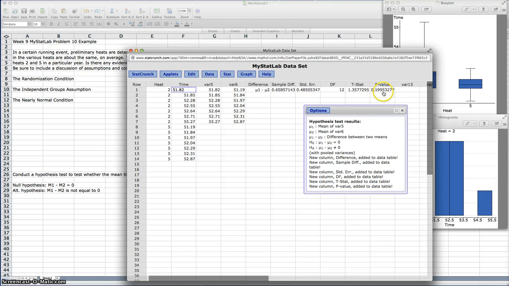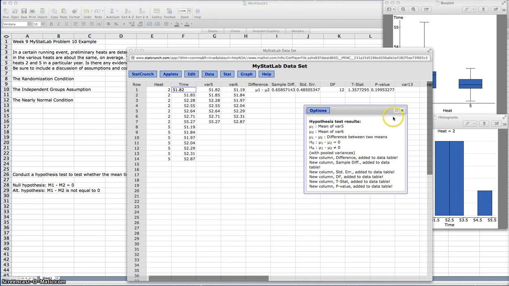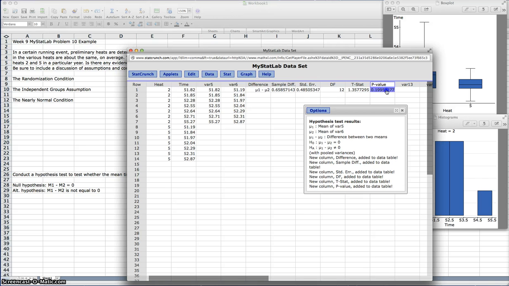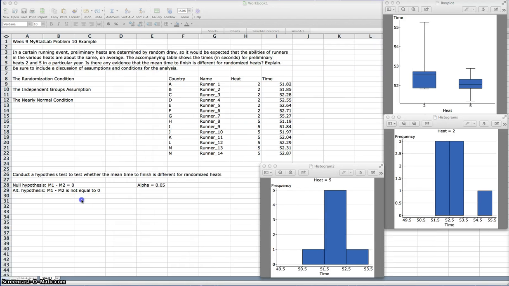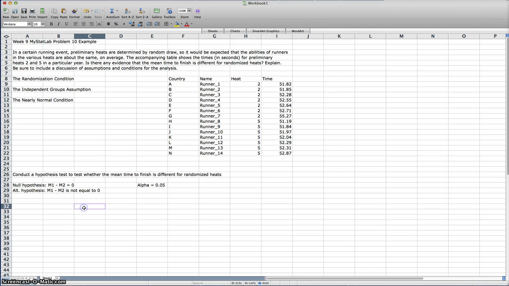And here's our p-value up here, which is what we'll need. So let's take our p-value, copy it, and we'll paste it down here. So it's showing us a p-value of 0.199 and an alpha of 0.05. Well, if the p-value is less than our alpha, then we reject the null hypothesis. But in this case, our p-value is greater than alpha, so we do not reject the null hypothesis.